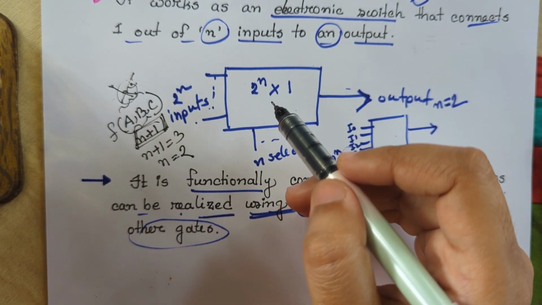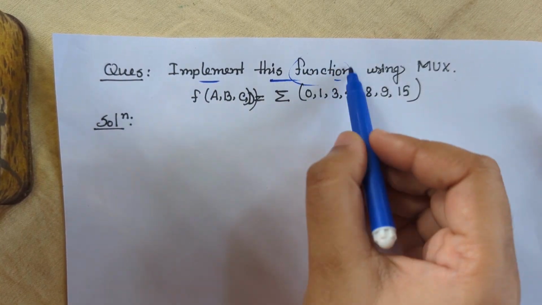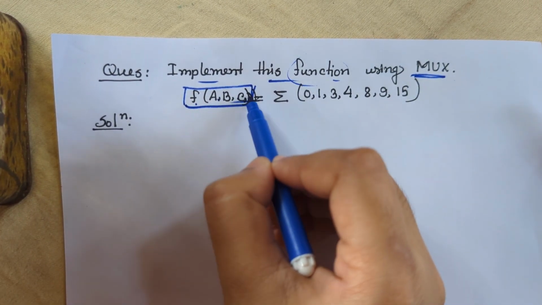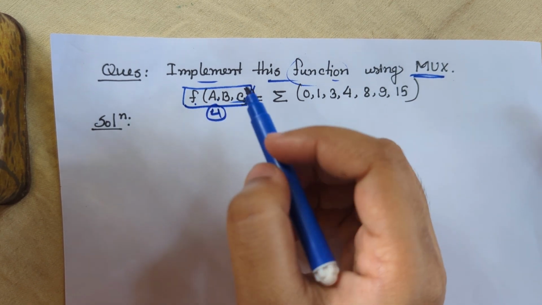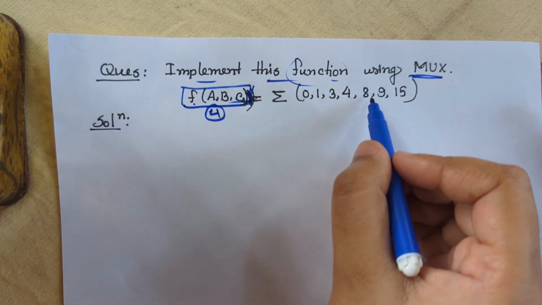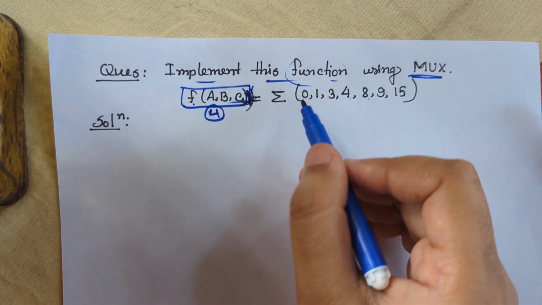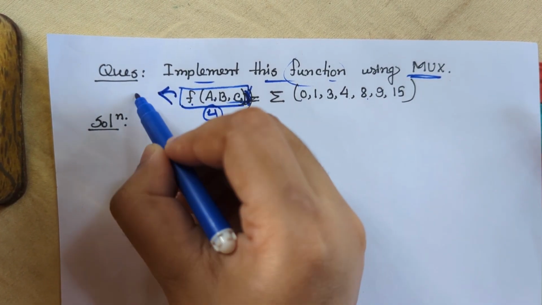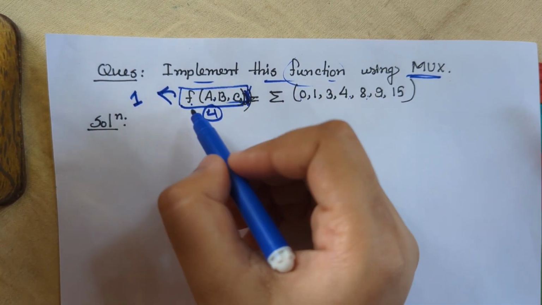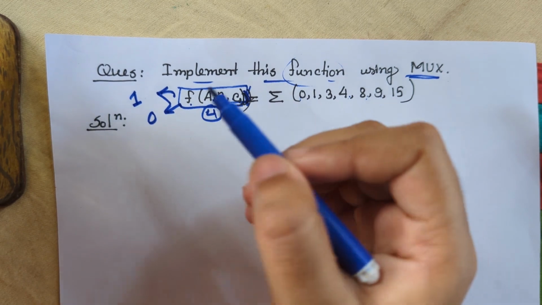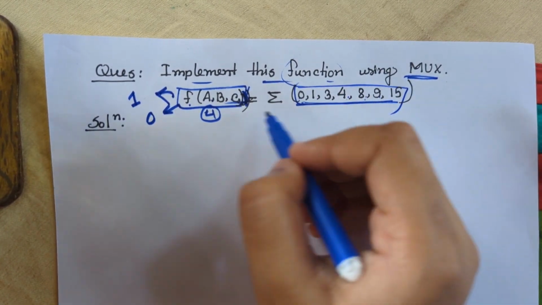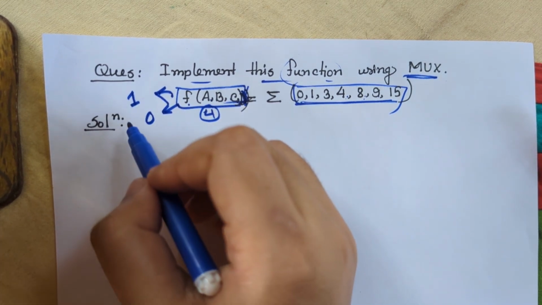Let's see this with an example. Here we have a question: implement this function using a mux. There is a given function f of A, B, C, D, meaning 4 total variables, and we get the output as minterms 0, 1, 3, 4, 8, 9, 15. What does this function mean? This means that f is 1 for the minterms 0, 1, 3, 4, 8, 9, 15, and it will be 0 for the other minterms. Only for these minterms will we get this function as 1.